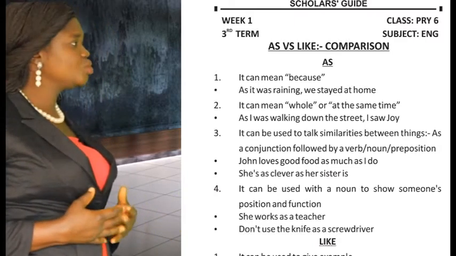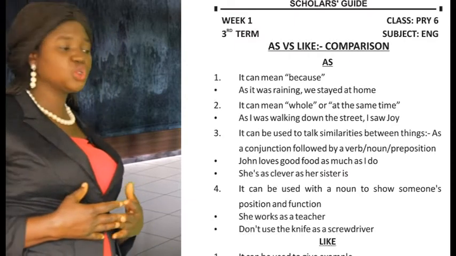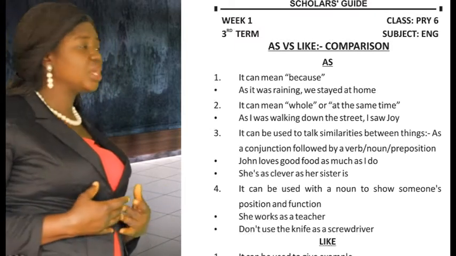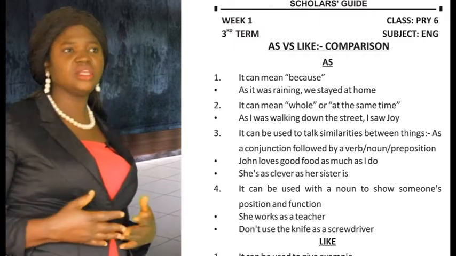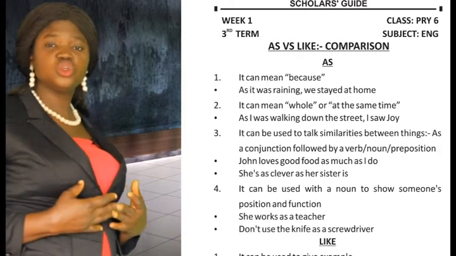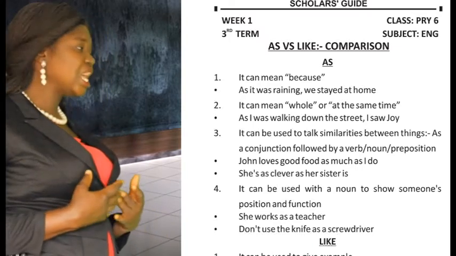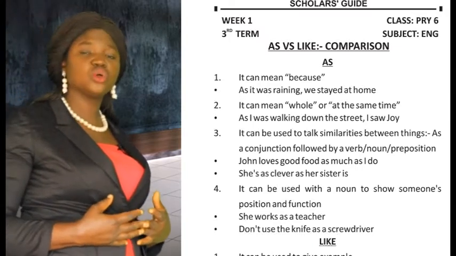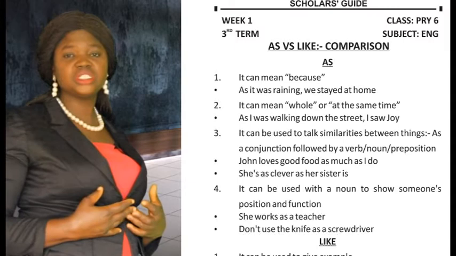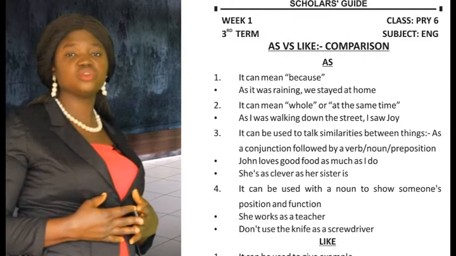Number two, we have that as can also mean while or at the same time. When you want to compare 2 things that are happening at the same time, then you make use of what? As. You can use it interchangeably with while. For example, as I was walking down the street, I saw Joy. You could actually say, while I was walking down the street, I saw Joy. But now we say, as I was walking down the street, I saw Joy. You see, as is used to compare what I was doing, where I was going, and how I met Joy. So as is used in place of while.